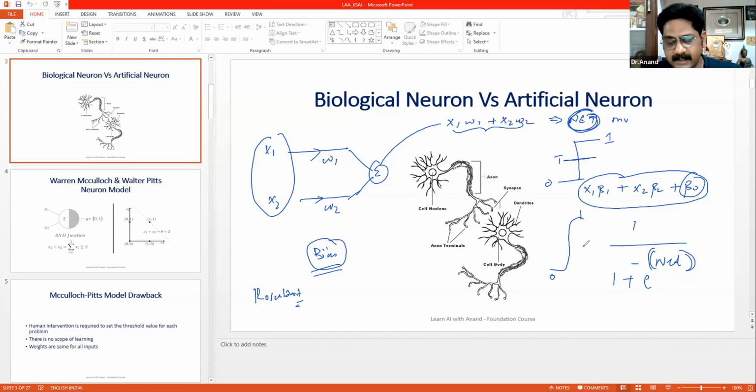So this is an idea. First, we'll see what the drawbacks of the very first model, the McCulloch-Pitts model, are, and how Rosenblatt overcame those drawbacks in his very first single layer perceptron model.